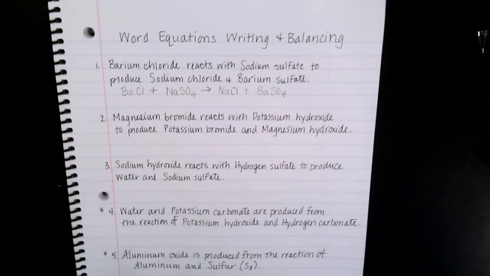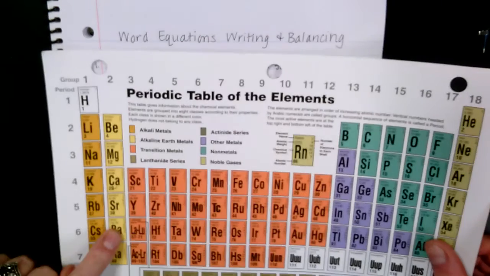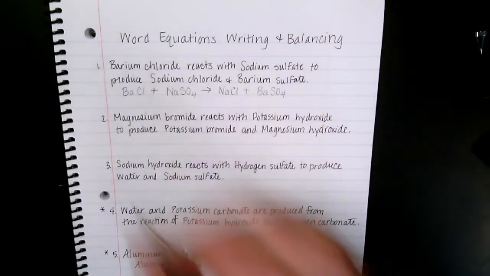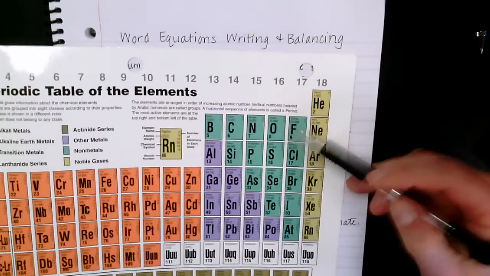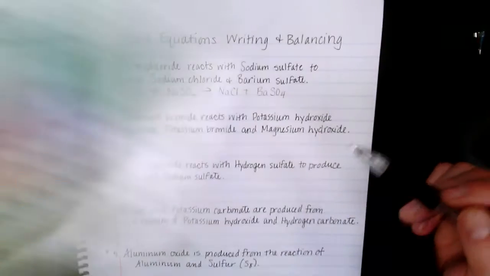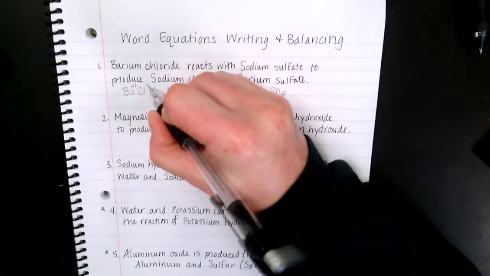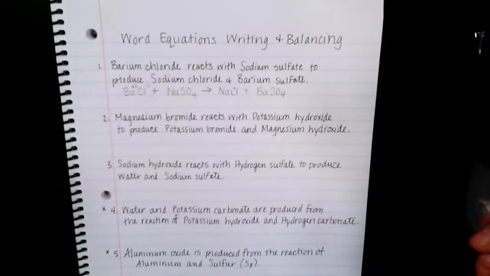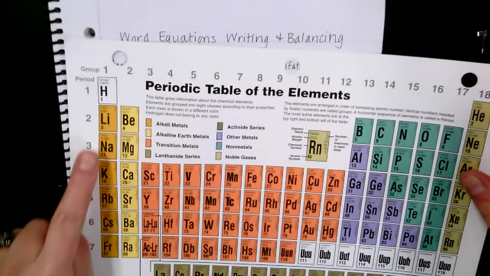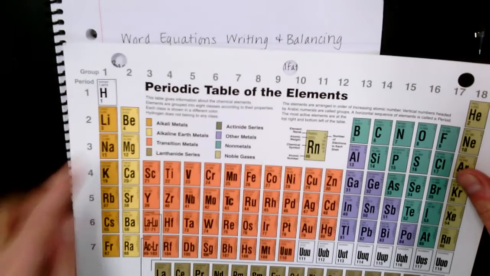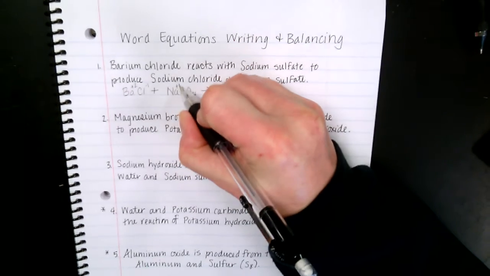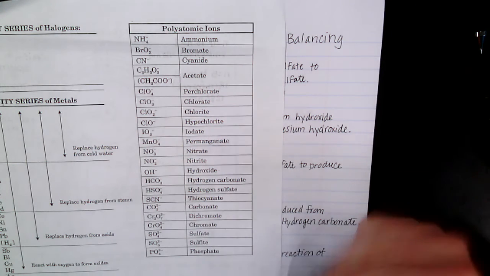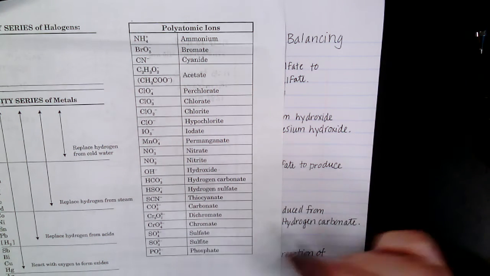So we're going to look at the charge of barium. Barium is in the second column, so it has a positive 2 charge. Chlorine is in group 17. Those all have a negative 1 charge. Sodium is in the first column, so it has a positive 1 charge. Everything in that column has positive 1 charge. Sulfate is one you have to look up from your reference table. So sulfate is SO4 with a negative 2 charge.